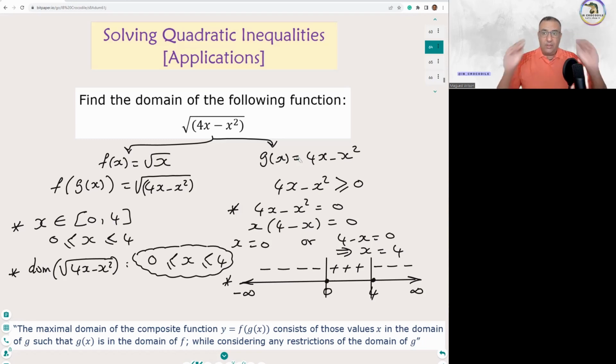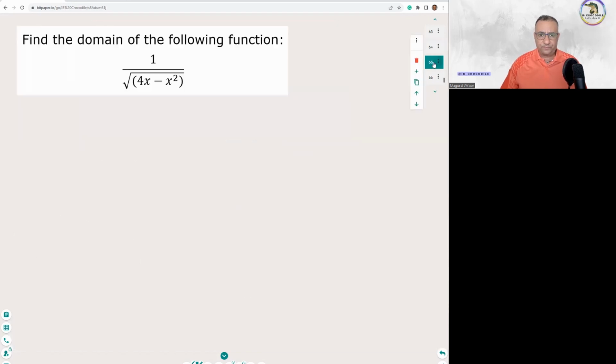Okay. Let's have a look at another example here. Find the domain of the following function, 1 over the square root of 4x minus x squared. Let me call it h of x.